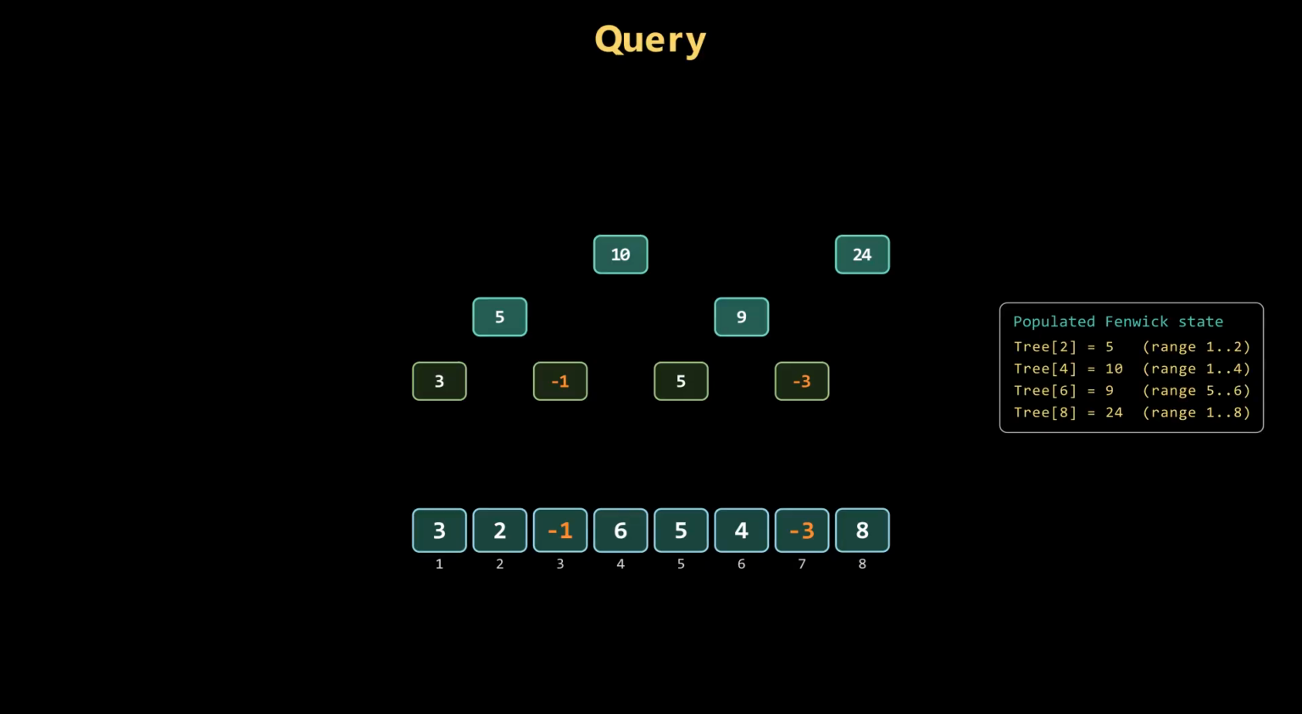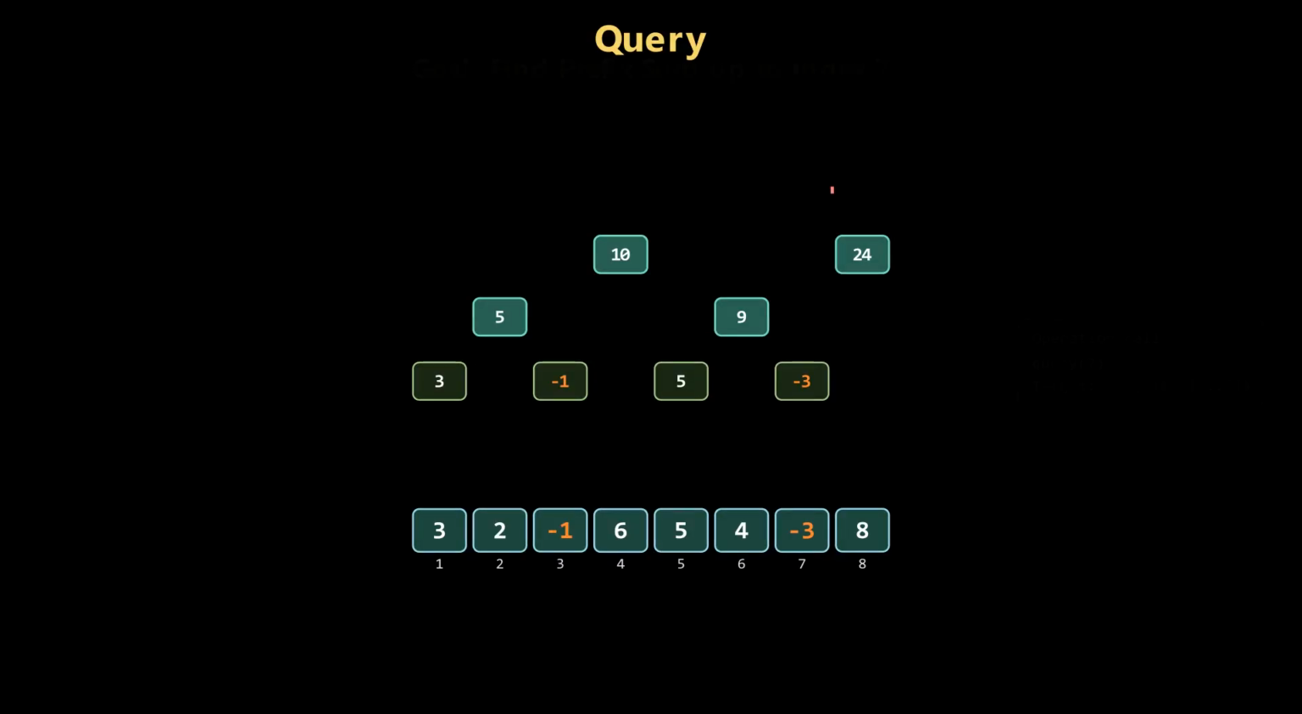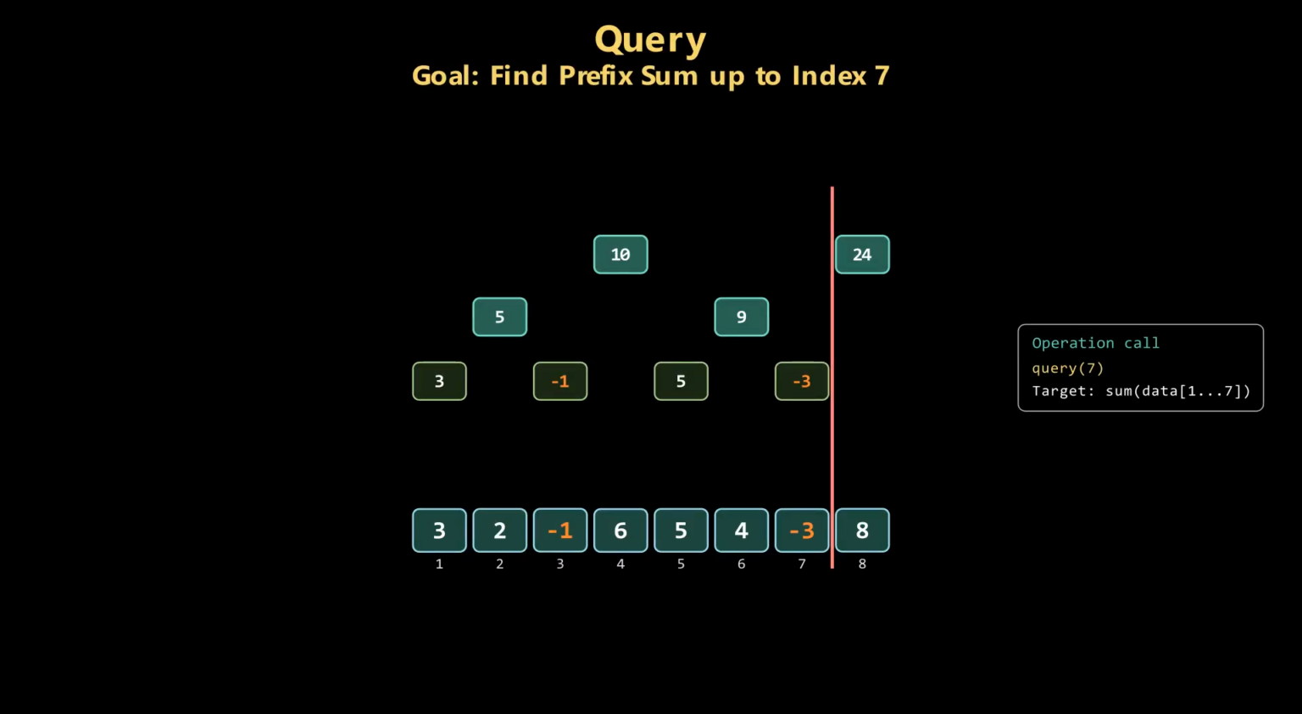These pre-computed blocks are ready, we can harvest them for any prefix sum. Our goal is the prefix sum through index 7. The brute force benchmark adds every value from 1 through 7, 3 plus 2 minus 1 plus 6 plus 5 plus 4 minus 3 equals 16.